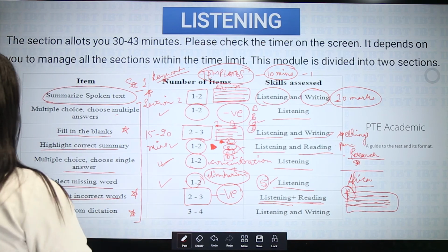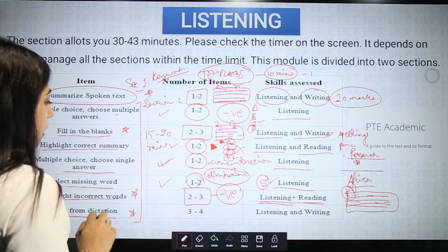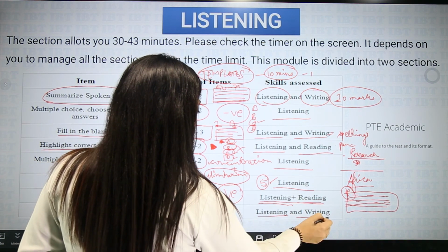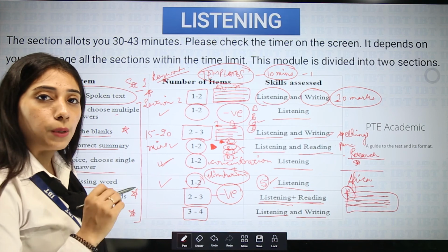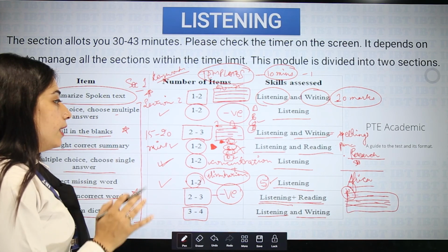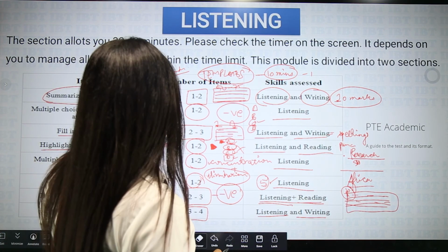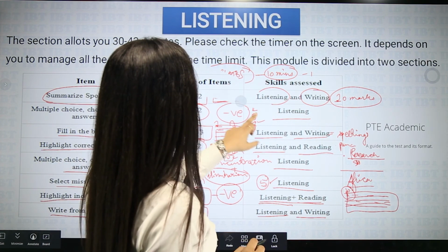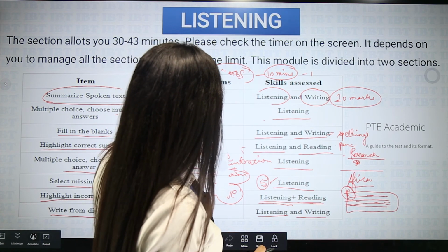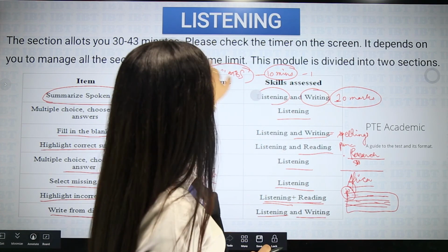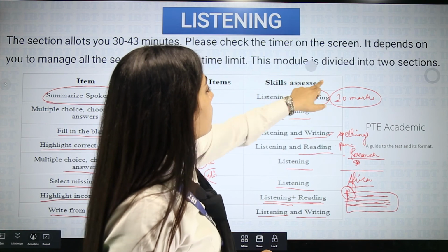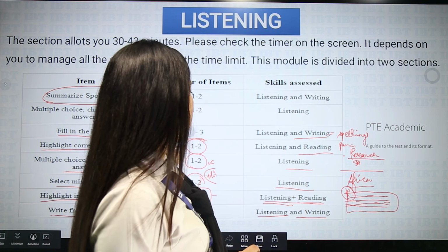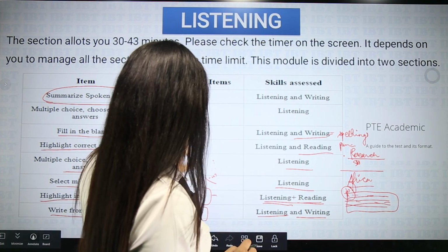Then the last question of the test, which is write from dictation. This question will evaluate your listening and writing skills, and you will be getting 3 to 4 questions of this particular type, right? So in this what happens is you will be hearing a sentence, जैसे हमने speaking में बात की थी, there was a repeat sentence जिसको हम सुन के बोलेंगे, but here you will be listening to a sentence and then writing it. So your listening and writing skills will be evaluated, right?